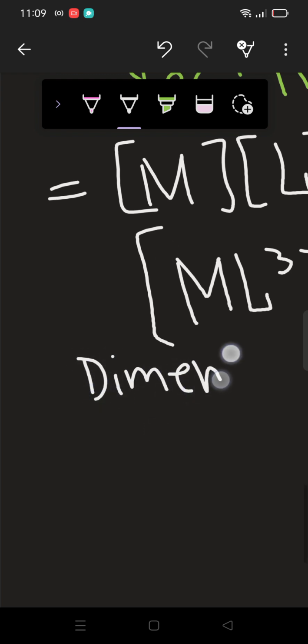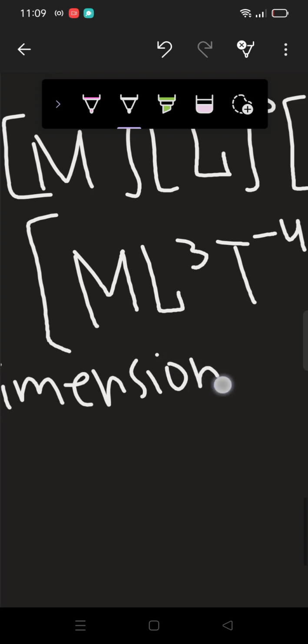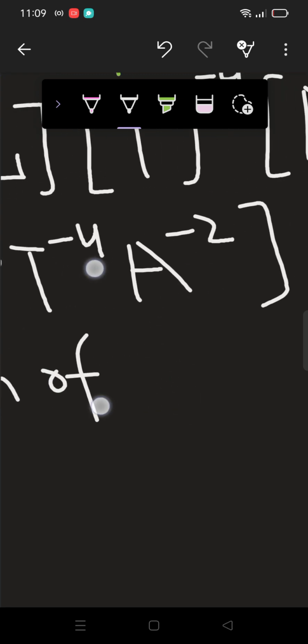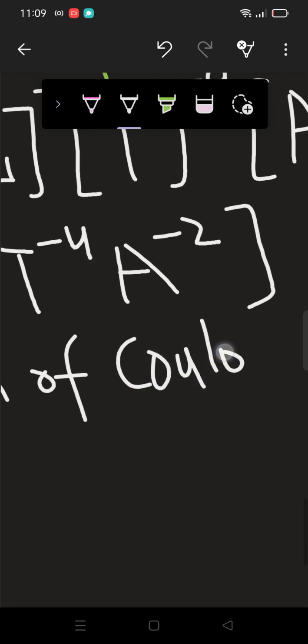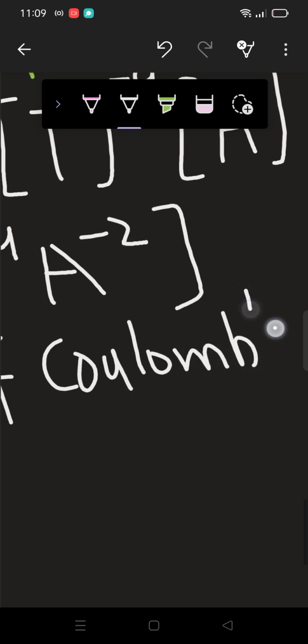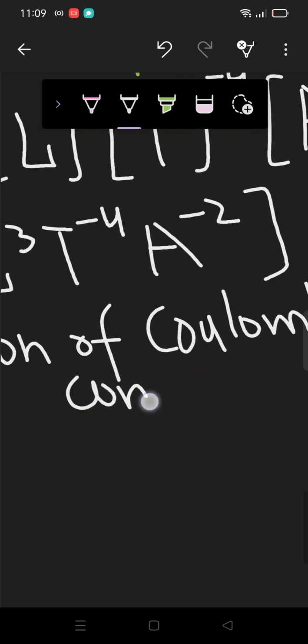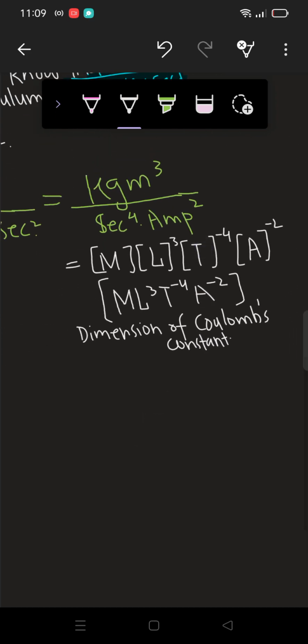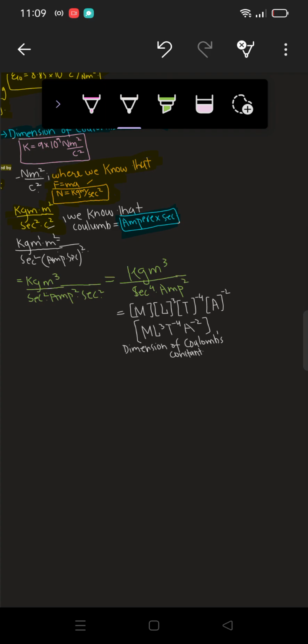Dimension of Coulomb's constant. Alright. So we have taken out the dimension of the Coulomb's constant by the unit, and the unit we used was Newton meter square per Coulomb square, and the dimension we get in the end is M L cube T minus 4 A minus 2.